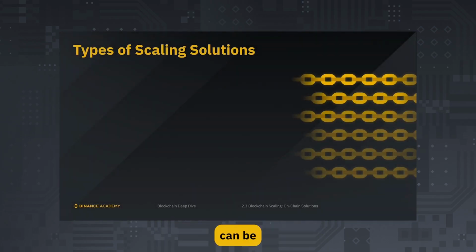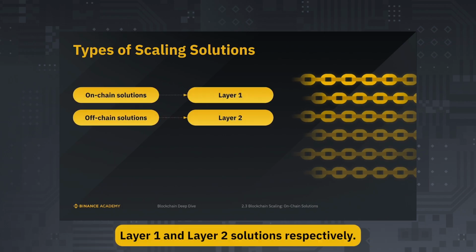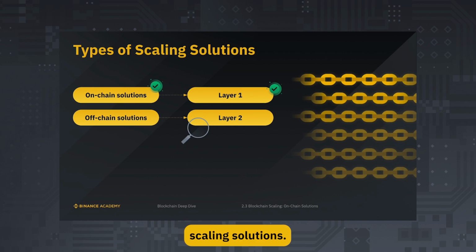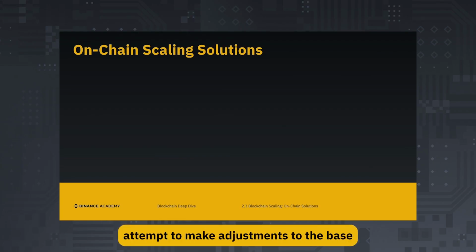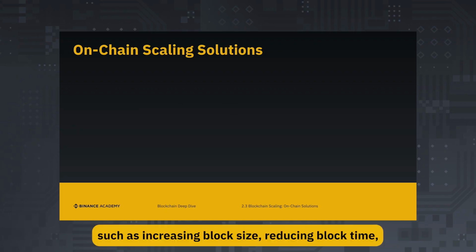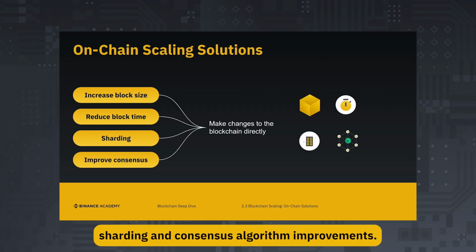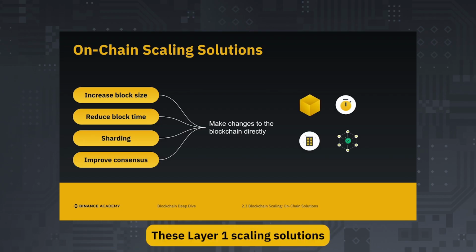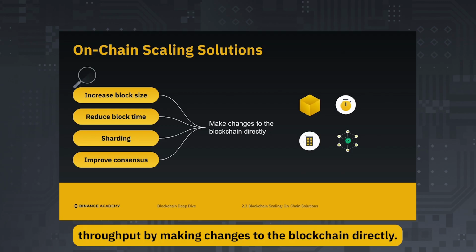Blockchain scaling solutions can be broadly categorized into on-chain and off-chain solutions, also referred to as Layer 1 and Layer 2 solutions, respectively. This module will focus on on-chain, or Layer 1, scaling solutions. On-chain scaling solutions attempt to make adjustments to the base layer protocol of a blockchain to enhance its scalability, such as increasing block size, reducing block time, sharding, and consensus algorithm improvements. These Layer 1 scaling solutions seek to improve transaction speed and transaction throughput by making changes to the blockchain directly.